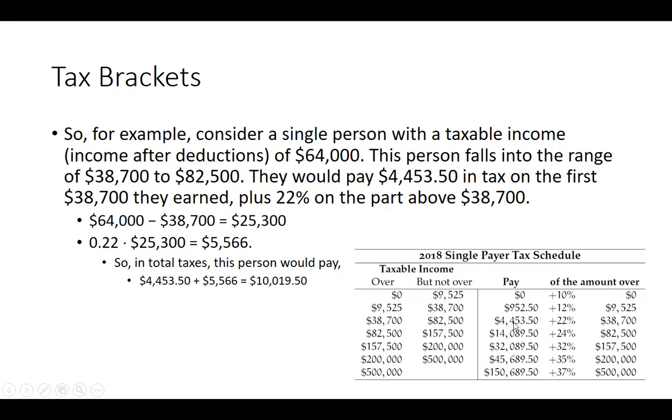So in total taxes, they pay the $4,453.50 plus the 5,566, which would be a total of $10,019.50. Again, the most important thing to take away from this is that $10,000 in taxes is not 22% of the entire 64,000. It's 10% on the 10% stuff, 12% on the 12% stuff, and 22% on the rest of it.